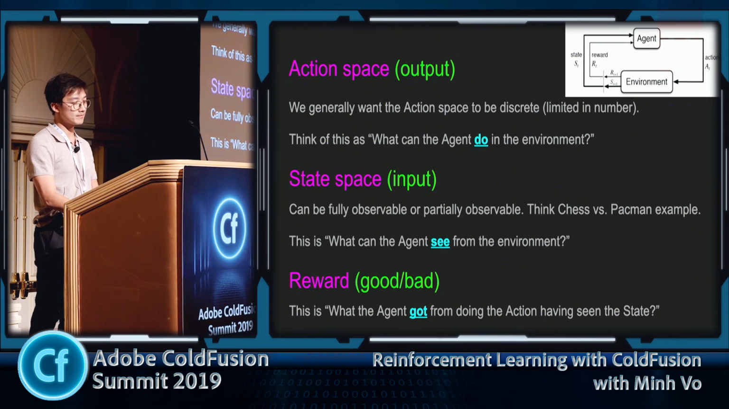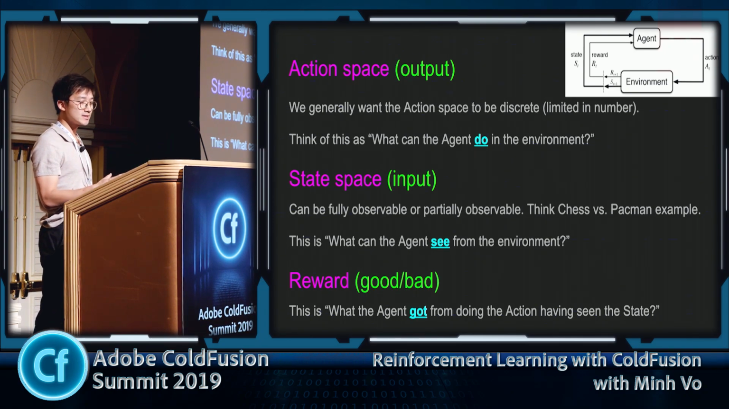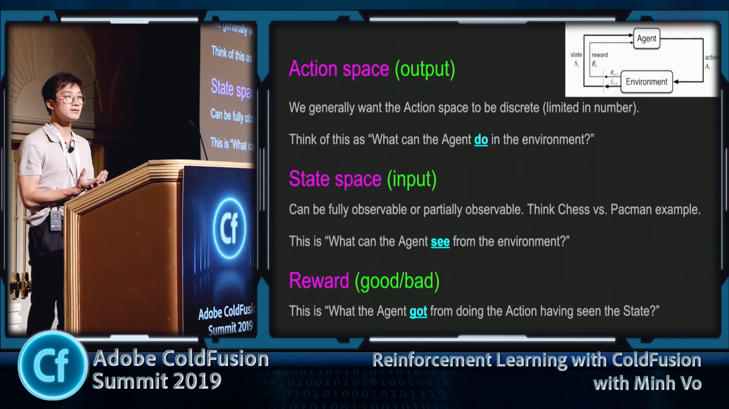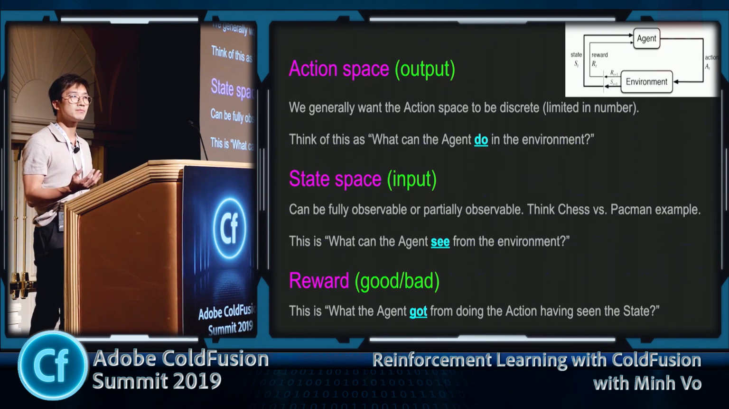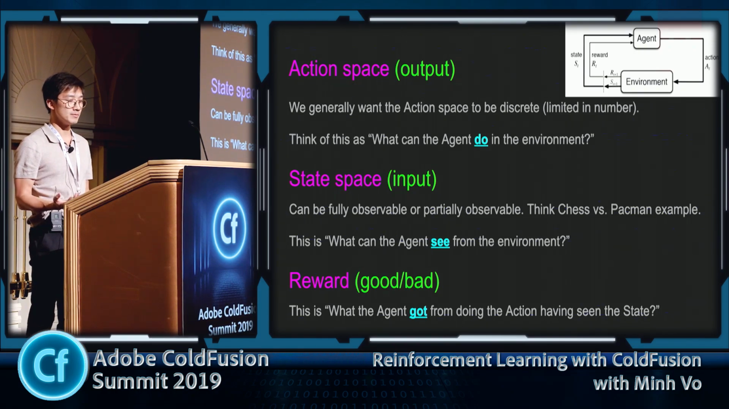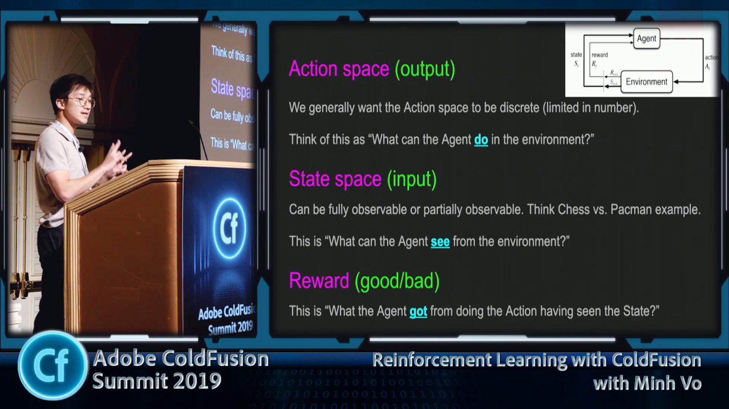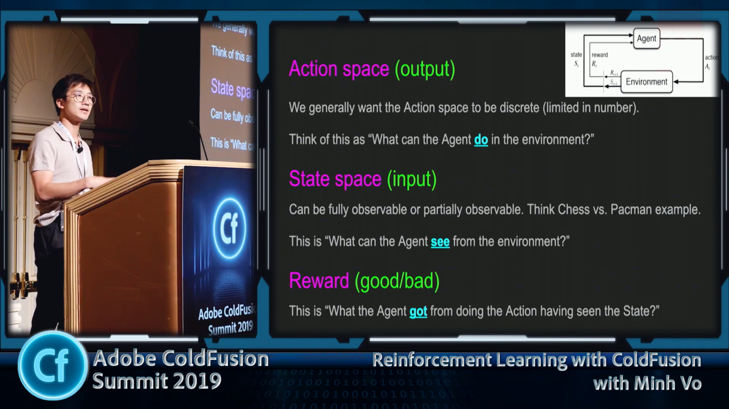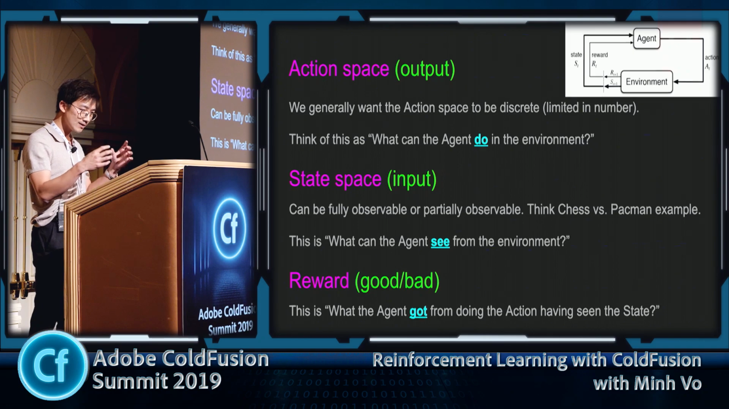And just to recap, action space, think of it as outputs. Action space, we need to know these three things. Action space, we generally want it to be discrete, meaning that it's limited so that we can reason about it and it's not like a gazillion. Think of it as what the agent can do in the environment. And the second thing is state space, really important. It's the inputs that go into this black box.